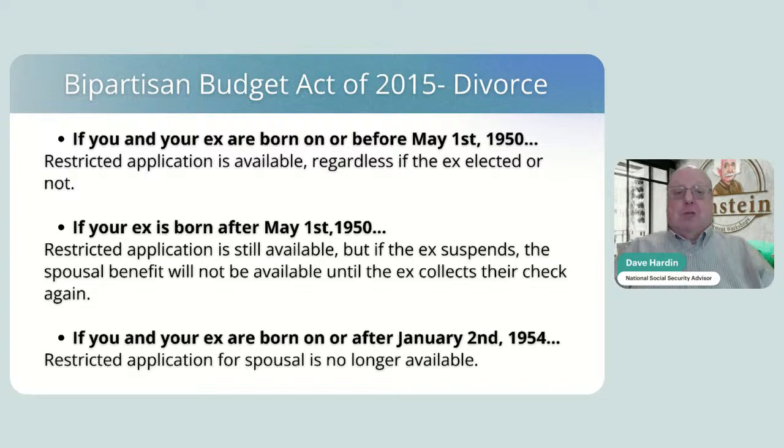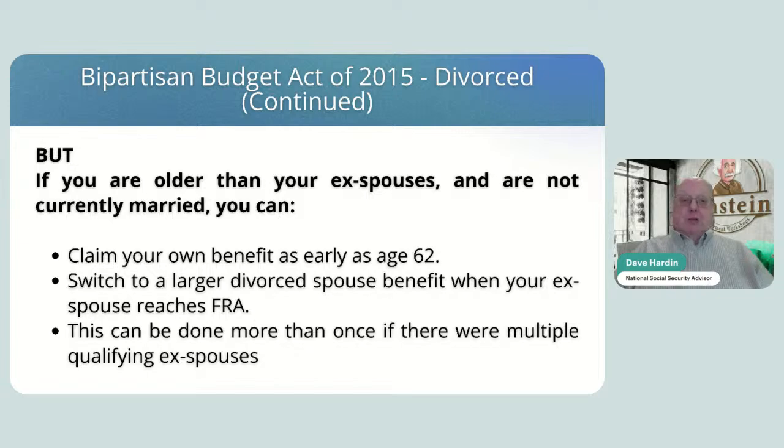All right, the Bipartisan Budget Act of 2015 affected divorced spouse benefits the identical way that it did regular spousal benefits. They don't apply if you're born prior to May 1st, 1950, who cares? After that, before January 2nd, 1954, again, you're 72 at least. But if you're born after January 2nd, 1954, those restricted applications do not work. But if you're older than your ex-spouse, and you're not currently married, you can claim your own benefit as early as 62 and then switch to a larger divorced spouse benefit when your ex-spouse reaches full retirement age.